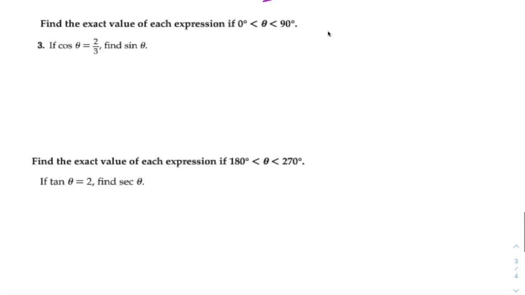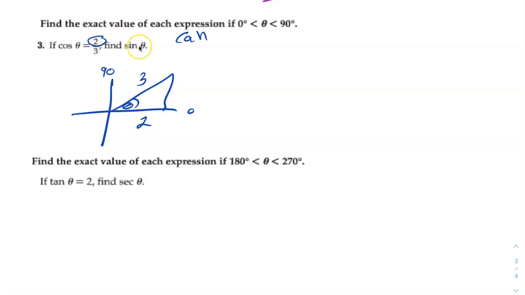This next one, I think these are all review. Maybe not. It's been a while. Let's do this anyway. Find the exact values of the expression if theta is between 0 and 90. So they tell you what angle it is. So here's 0, here's 90. Draw a triangle in there. So there's my theta. It's always the inside one. I know cosine is 2/3. So adjacent is 2, hypotenuse is 3.